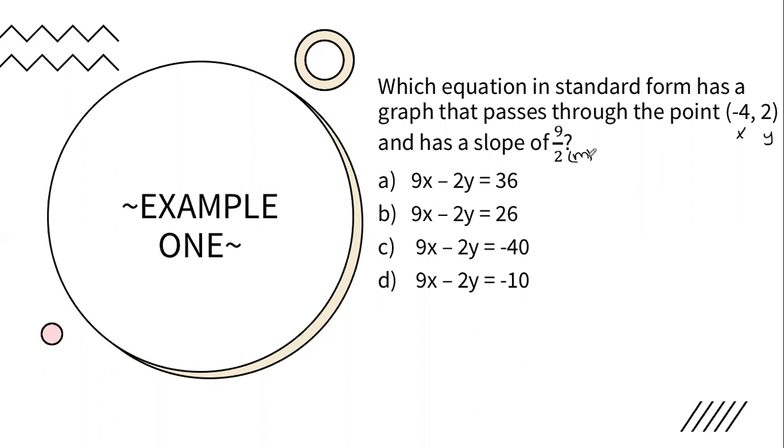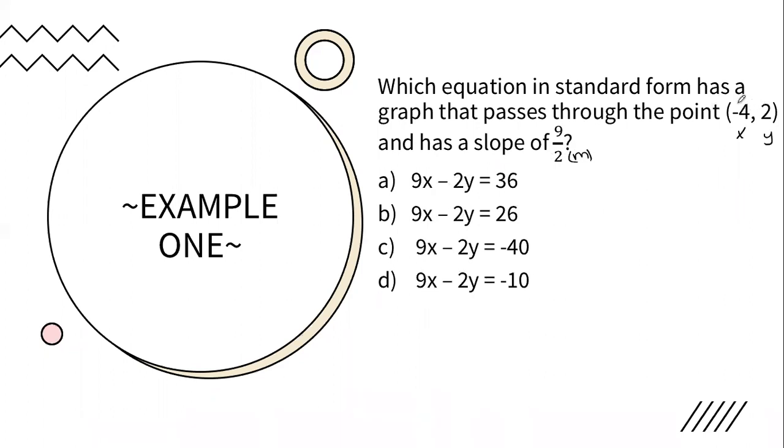Okay, I'm gonna ask a question, and if you're gonna speak in person, make sure you use your bold voice so I can hear you. And then if virtually, I would also love your participation. So the big thing here says it has a slope of 9/2. Well, if you notice, A, B, C, and D, all of them say 9x minus 2y. This tells me all of these have a slope of 9/2. Every single one of these have a slope of 9/2. The question is, does it go through the point -4, 2?